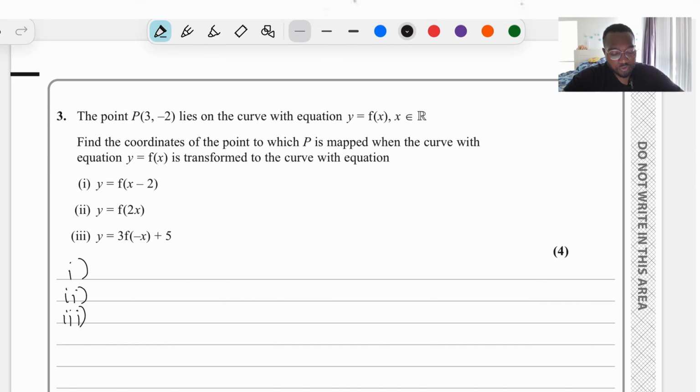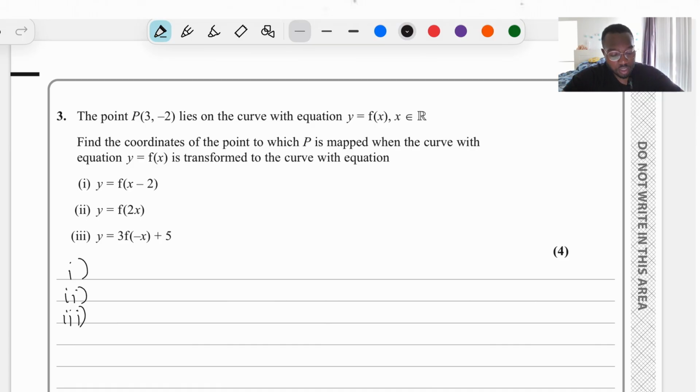Okay, so for question 3, we have that the point P, which has coordinates of (3, -2), lies on the curve with the equation y equals f of x. We need to find the coordinates of the point to which P is mapped when the curve with the equation y equals f of x is transformed to the curves with the equations, and these are the equations here. So it's a nice transformation one.